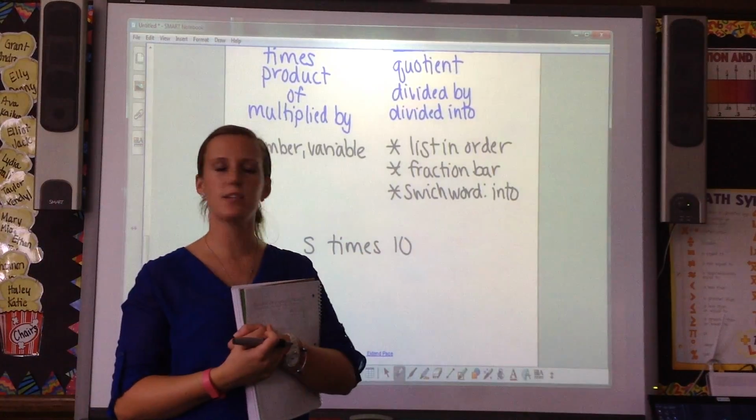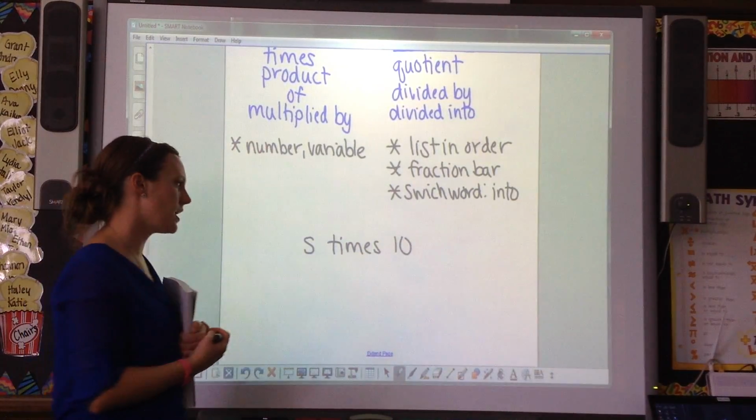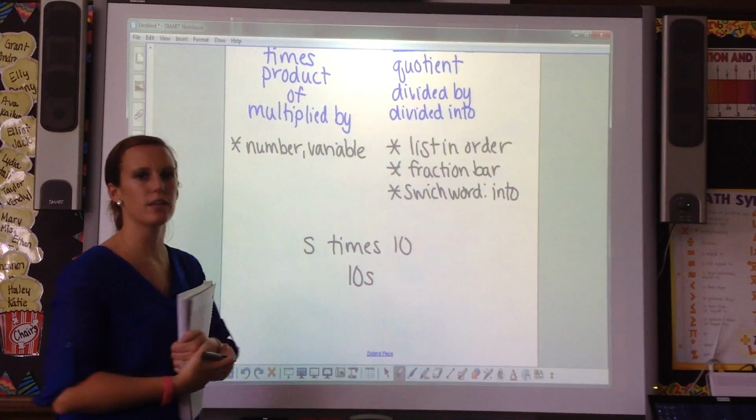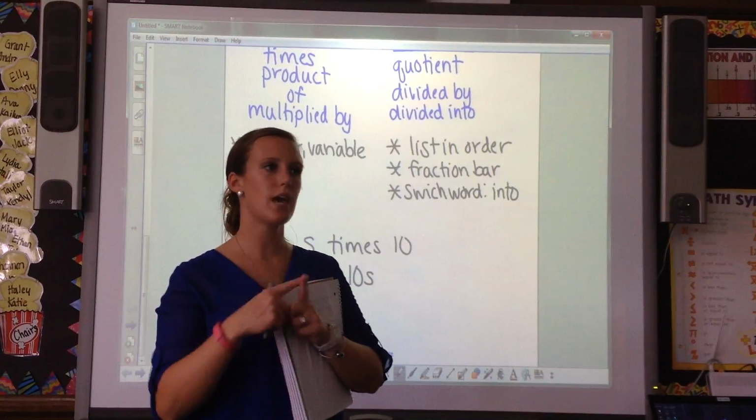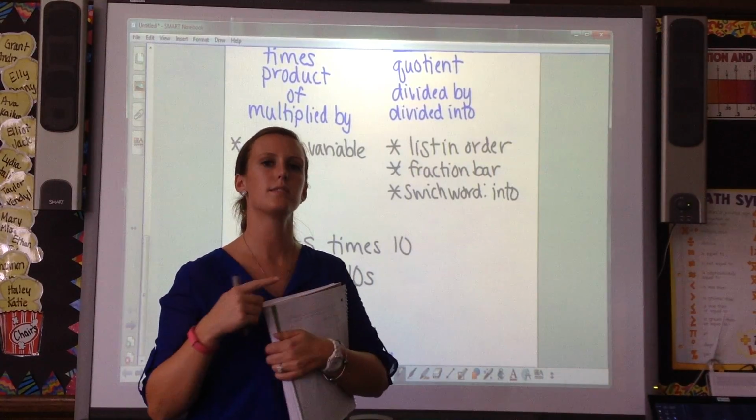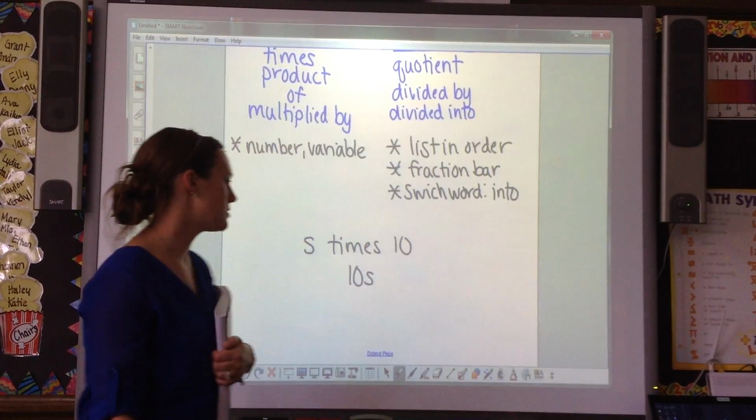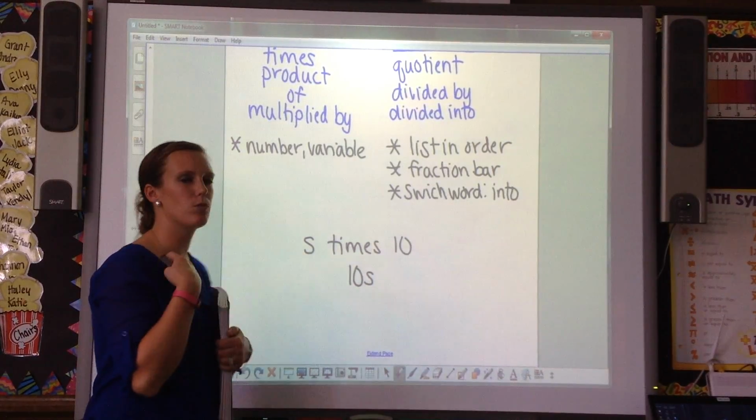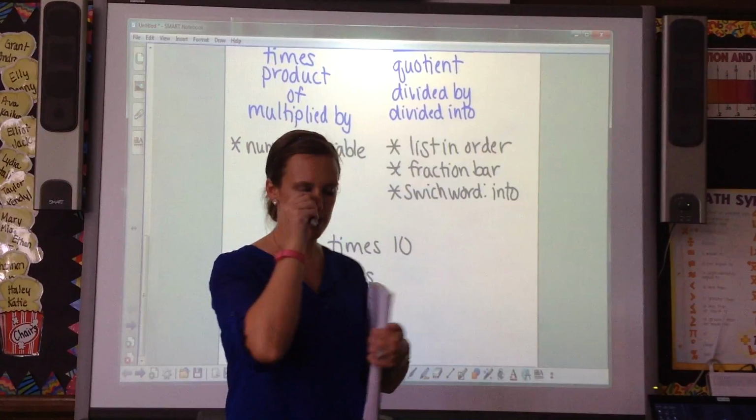Multiplication does not necessarily go in order. Instead, you're always going to do the number first and the variable second. They are going to be touching. You're not going to use the x to show multiplication. You're not going to use a dot. You're not going to use parentheses. Just put them right next to each other. Now, if they said 5 times 10, that's when you'd want to use the dot or the parentheses.